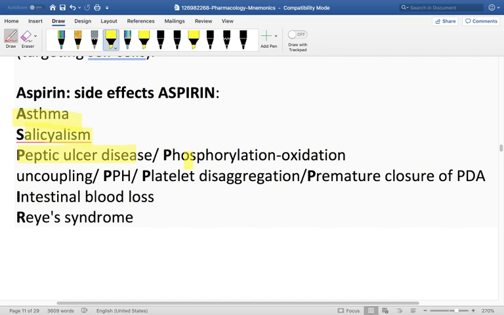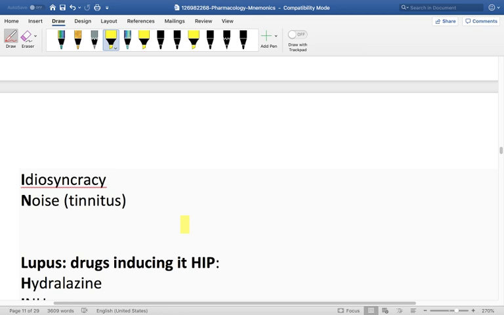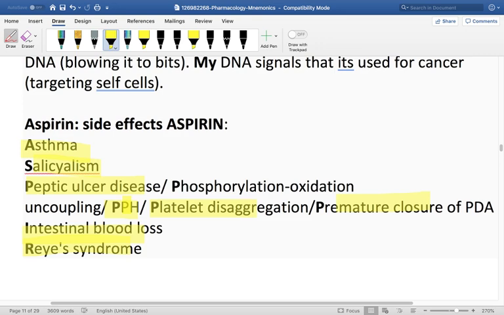Then aspirin: postpartum hemorrhage, platelet disaggregation, premature closure of PDA, it leads to intestinal blood loss, and very important, in a case of viral infection, if you happen to give aspirin, it can lead to fulminant hepatic failure, which is called Reye's syndrome. And there is tinnitus. Tinnitus is one of the important findings of salicylism. Whenever aspirin toxicity is there, this is what you should remember.